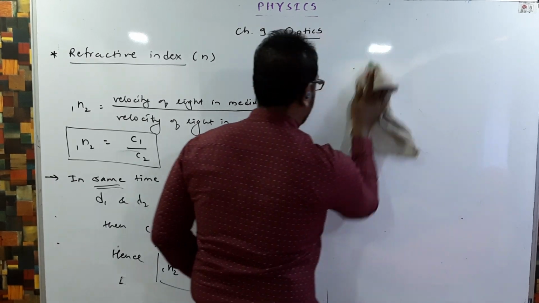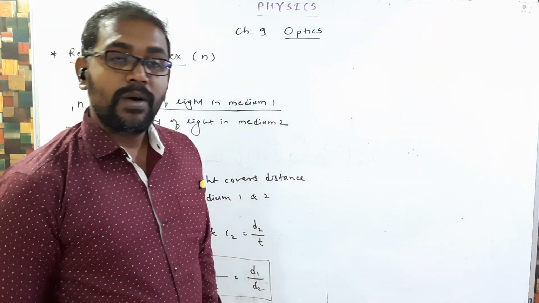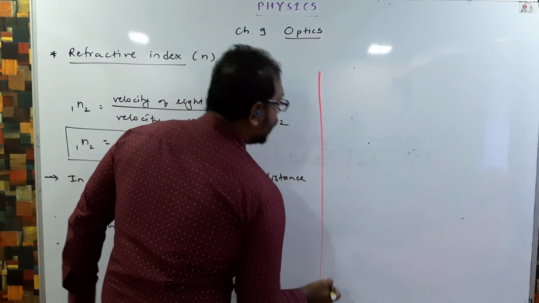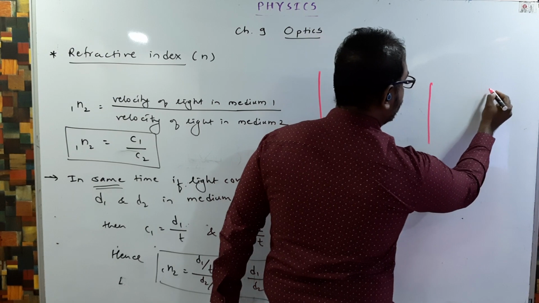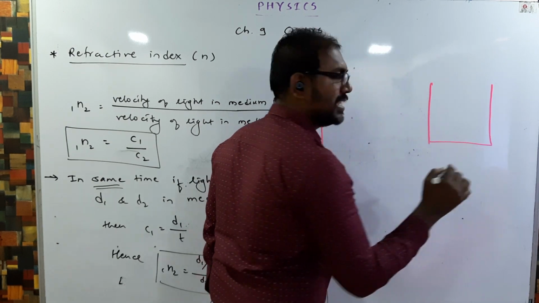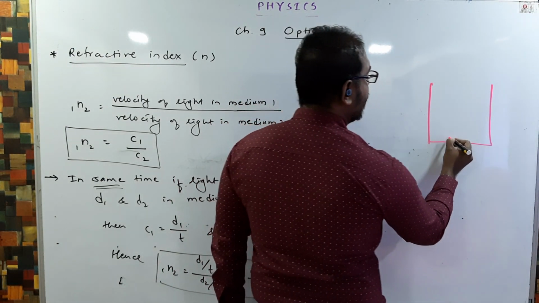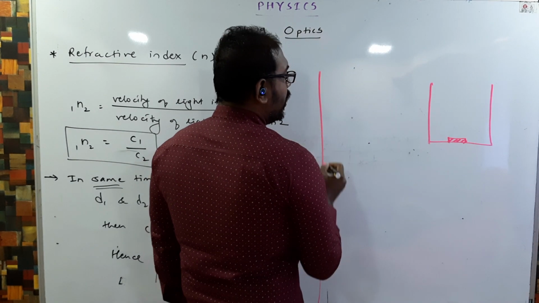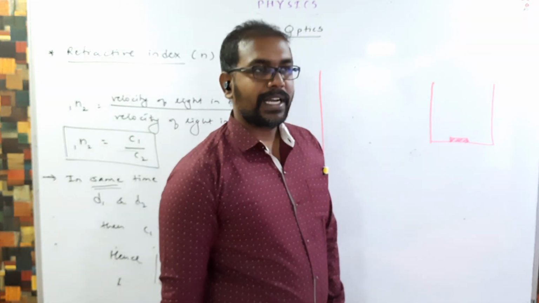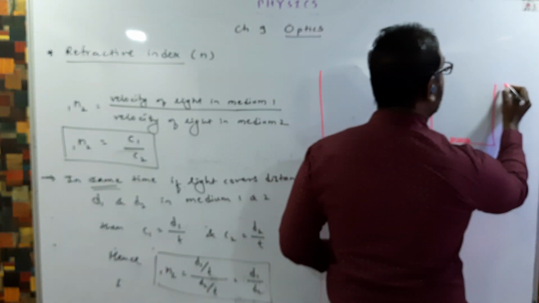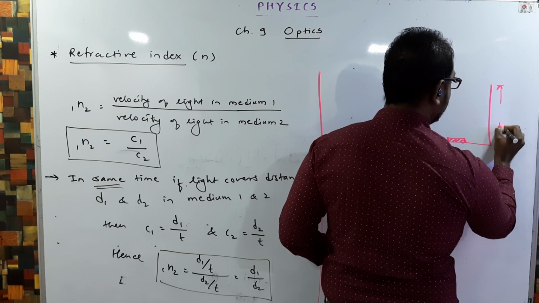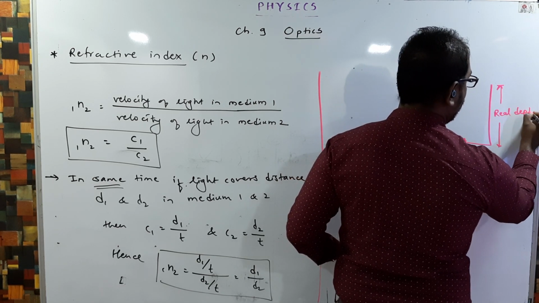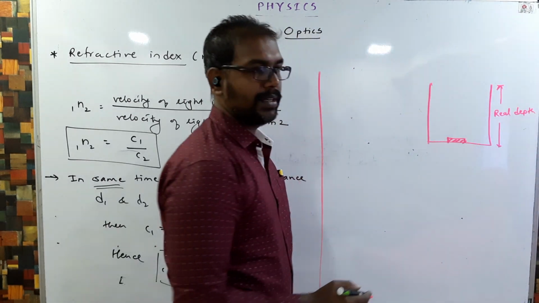So in terms of real and apparent depth, pay attention. What is real depth, what is apparent depth? That I tell you. Now pay attention, if this is a beaker or glass, in that glass you have taken a coin. So this is a coin in a glass. Okay. So when the glass is empty, the distance of the coin from the upper edge is the real depth.